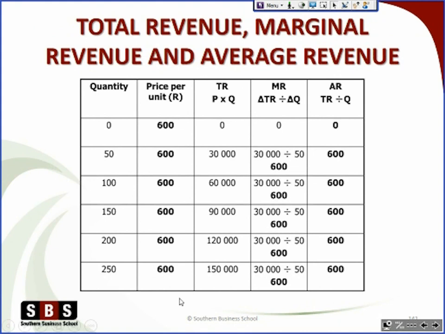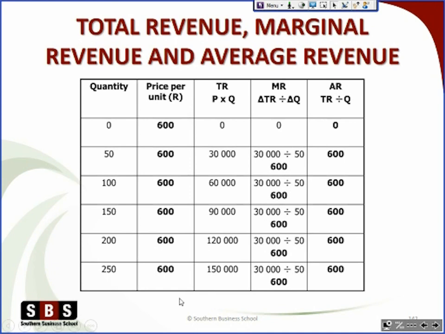Here's another table. It's exactly the same as the previous one. This is just about total revenue. Total revenue is just the quantity times the price, which gives you the revenue. So 50 times 600 gives you the revenue of 60,000. And then the marginal revenue is once again the total revenue. That line over there, the difference between those is 30,000.